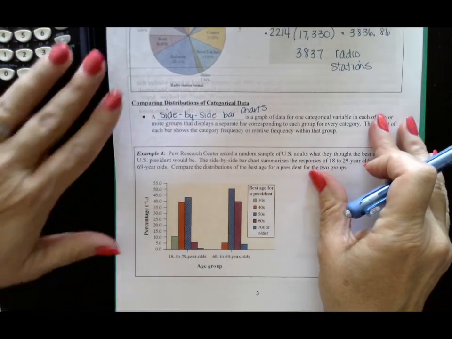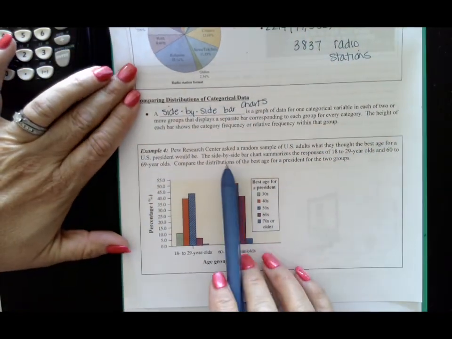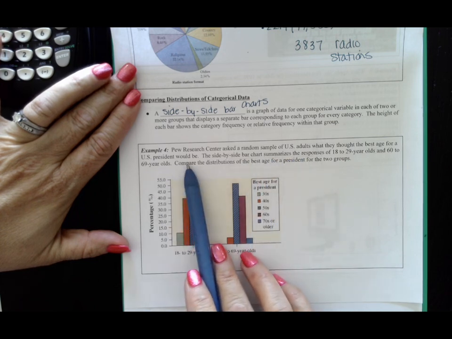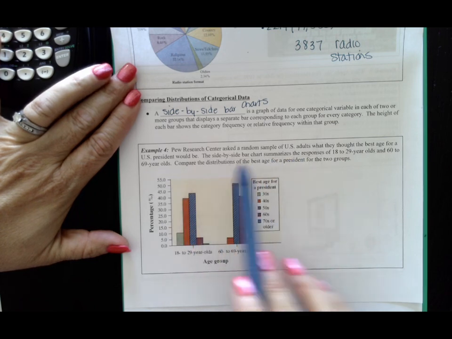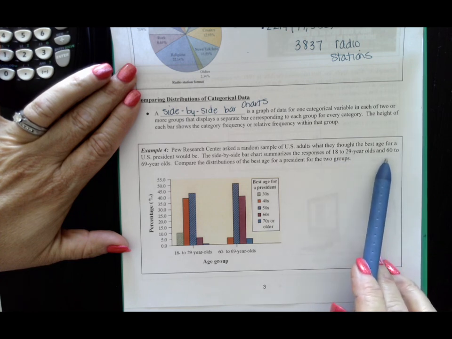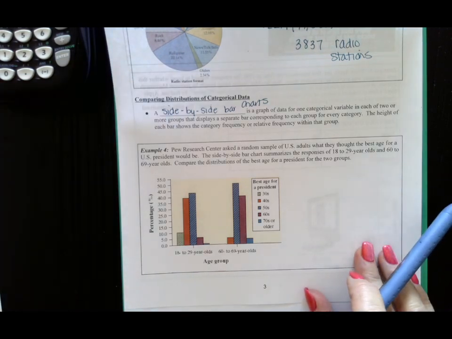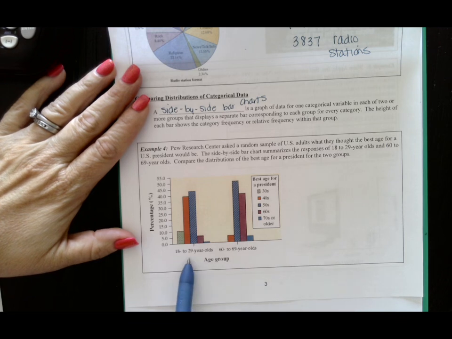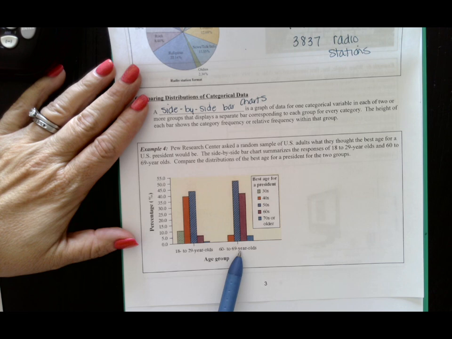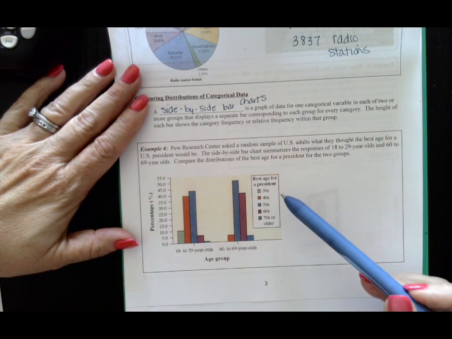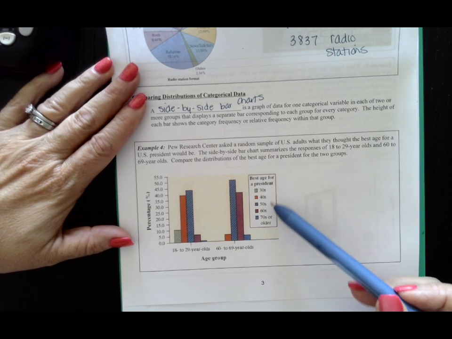So we're looking at a couple of different things. It says, this research center asked a random sample of U.S. adults what they thought the best age for a U.S. president would be. A side-by-side bar chart summarizes the response of 18 to 29-year-olds and 60 to 69-year-olds. Compare the distributions for the best age of a president of the two groups. So this goes back to like ACT prep. So here's what we have. We have two categories. So I have a category 18 to 29, and I have a category 60 to 69. This is the percentage that thinks that the best age for the president are these different ages.